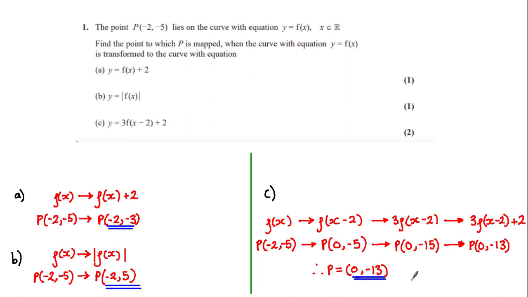The key to remember in this question is that the order of transformation is very important. If at this stage we would have added 2 instead of multiplying by 3, adding 2 to -5 would have given us -3. And if we had then multiplied by 3, we would have got -9, which is the incorrect answer.